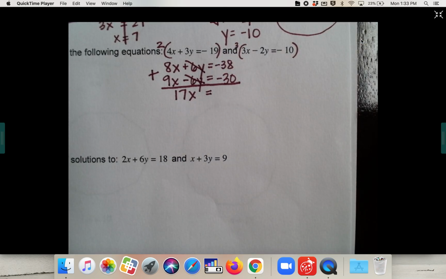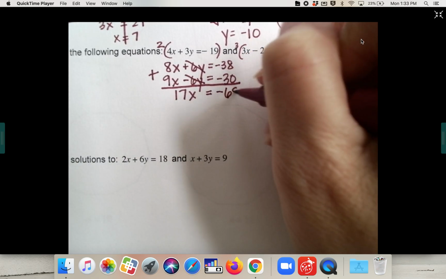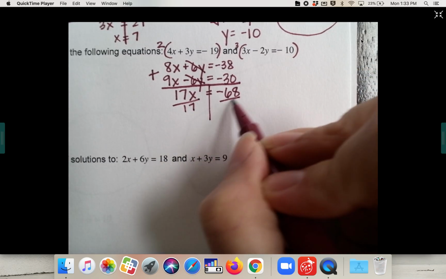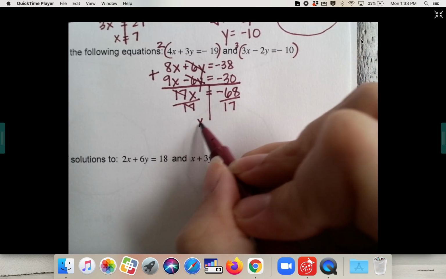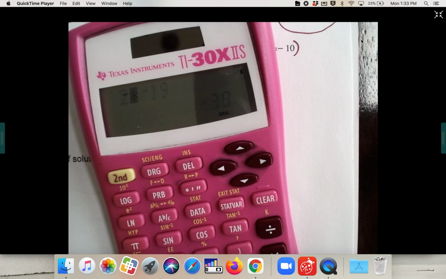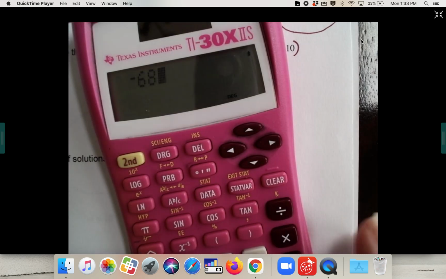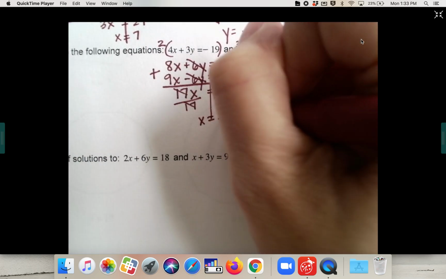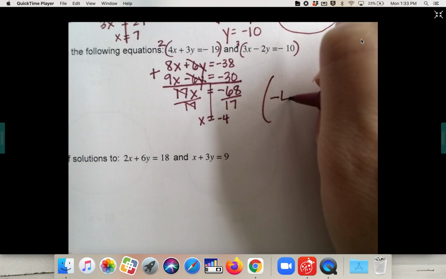And negative 38 plus negative 30 should be negative 68. All right, divide both sides by 17. X equals negative 68 divided by 17, negative 4. All right, so half of my answer is done.